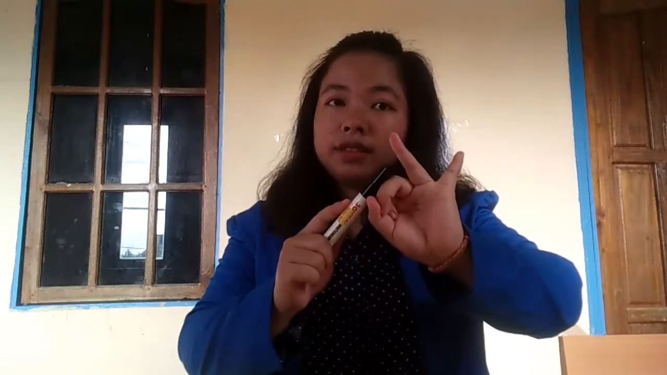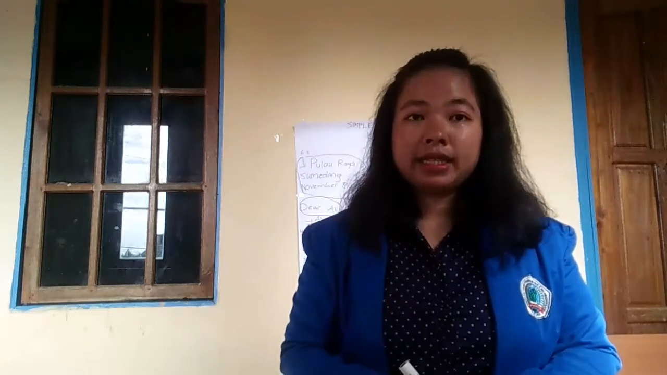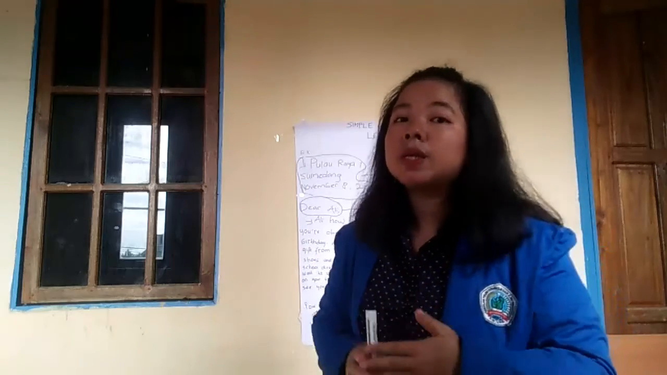If we write a simple personal letter, first we must know the five parts of a simple personal letter. The first is the heading, the second is the salutation, and the third is the body of the letter. The next is the conclusion, and the last is the signature from the person who writes the letter. Next, we are going to look at a simple personal letter.